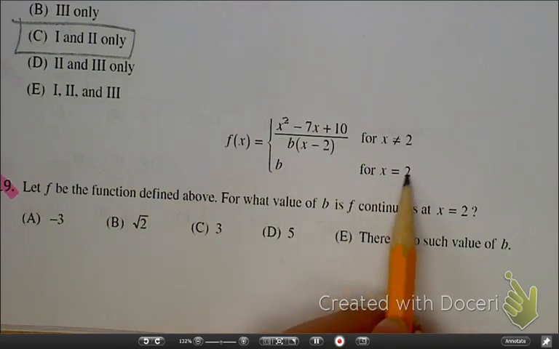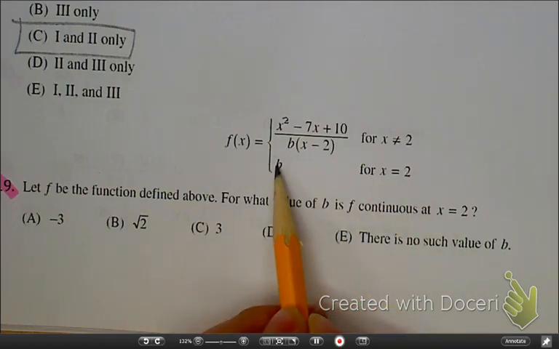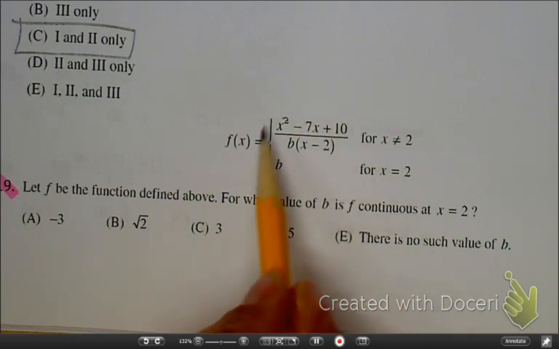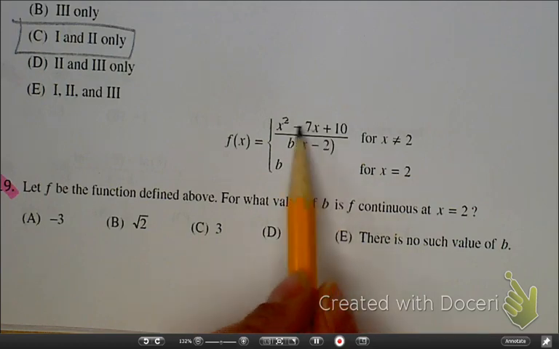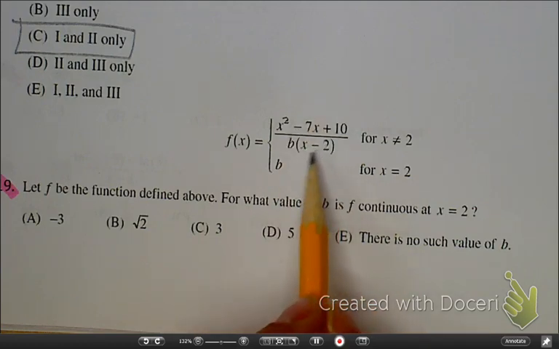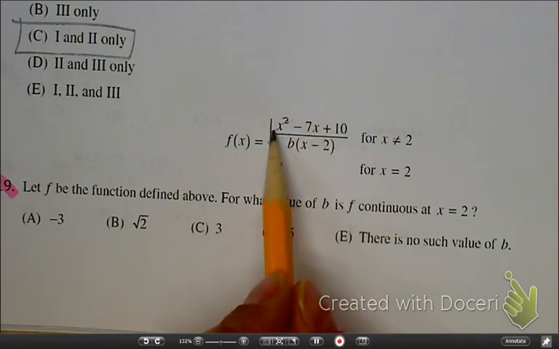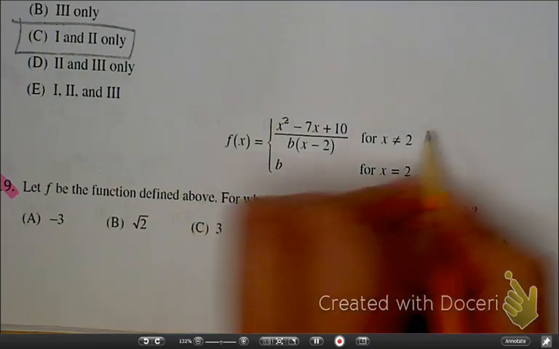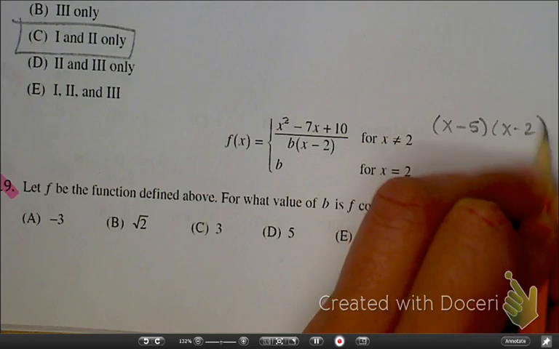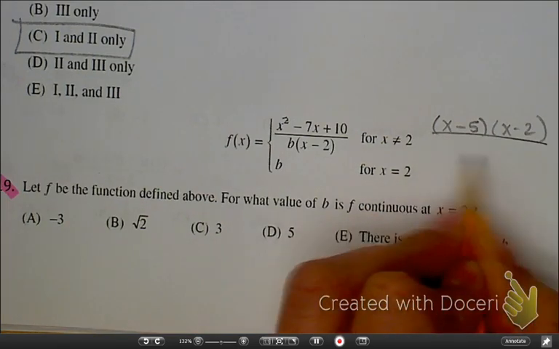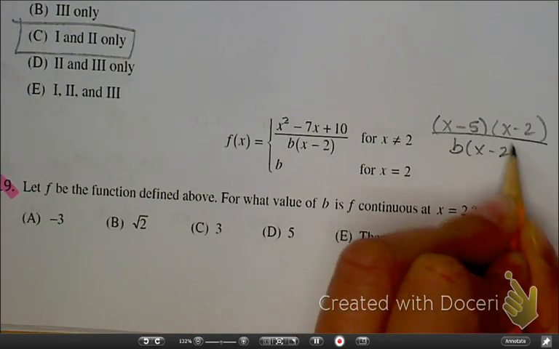So notice that we have a point at 2 comma b, which means probably that there's going to be a hole in the graph. Because if there's a hole in the graph, I want this point to fill in that hole to make it continuous. So in order to figure out where there's a hole, I'm guessing x minus 2 is going to be a factor that we have in common on top and bottom. So let's go ahead and factor out the numerator and see if we have x minus 2 as a factor. If I factor it out, I get x minus 5, x minus 2. So yes, x minus 2 is a factor, all over b times x minus 2.